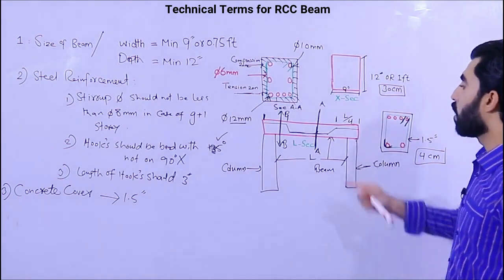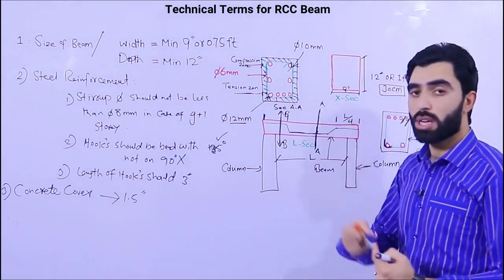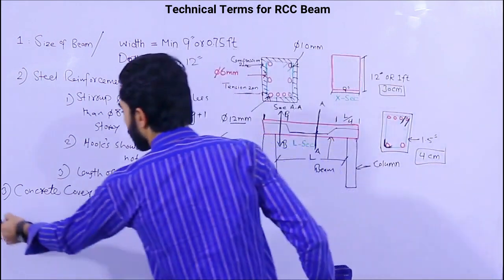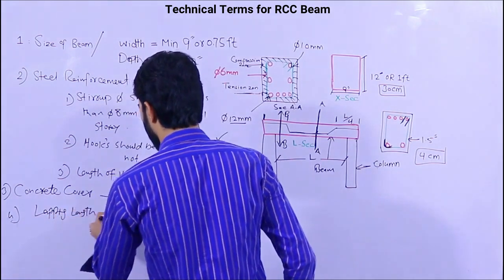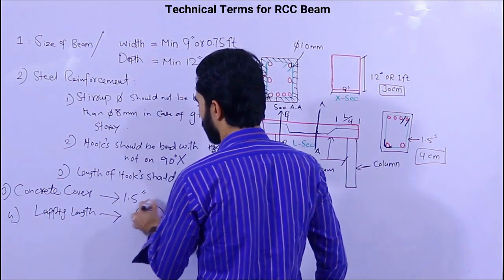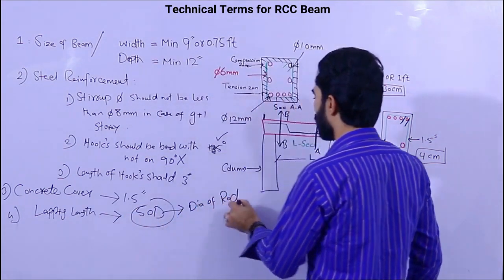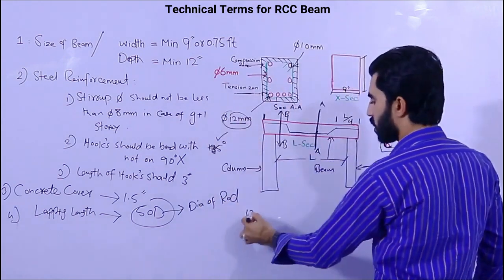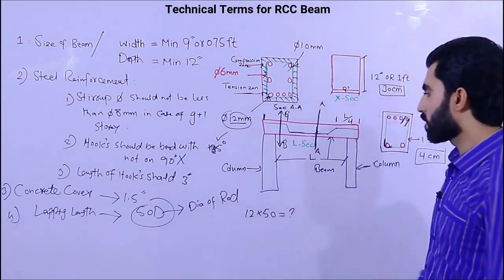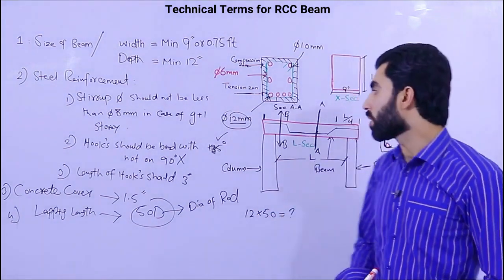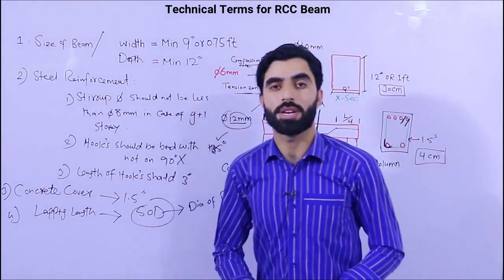And now, when you have a problem in lapping length, the fourth one is lapping length. The lapping length should be 50 D, where D is the dia of the rod. For example, if this is 12 mm, then 12 multiplied by 50 gives you the lapping length. Then one steel rod should be overlapped with the other one. So guys, these are some important technical points for the plinth beam and also for the top beam.